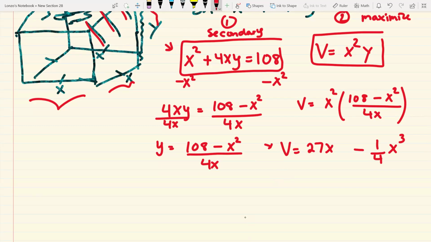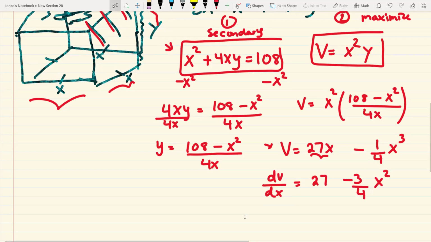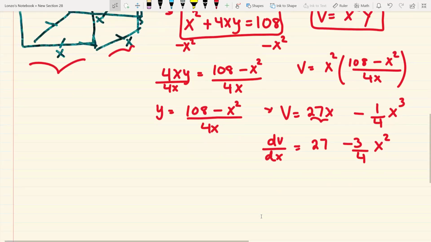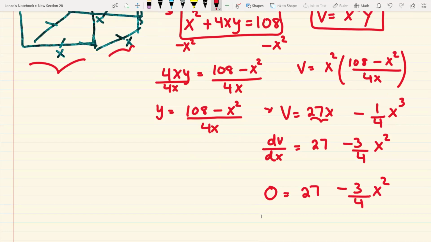So on the left side, what's the derivative of v in respect to x? It would be dv/dx. What's the derivative of 27x in respect to x? It would be 27. What is the derivative of negative 1/4 x cubed? I believe it would be negative 3/4 x squared, because it's power rule. Then what we're going to do is set dv/dx to 0.